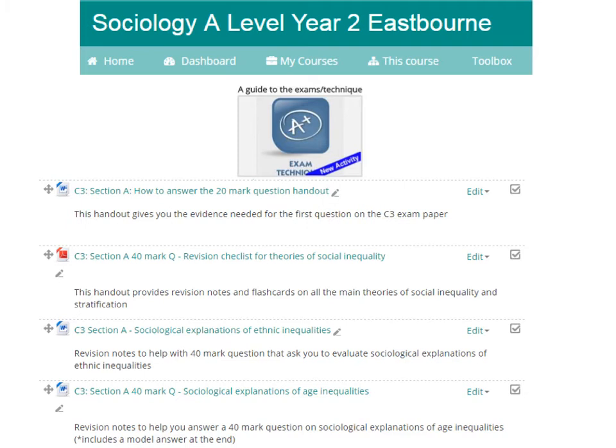And the theories that are specified on the specification are functionalism, the new right, Marxism and neo-Marxism, the Weberian and neo-Weberian explanations, and feminism and postmodernism. And in relation to feminism, it's important to talk about feminism not just in general terms, but also identify the main types of feminism, liberal, Marxist, and radical feminism.